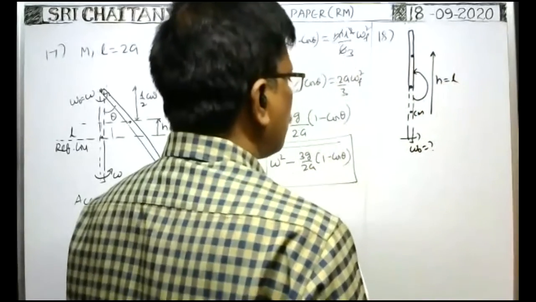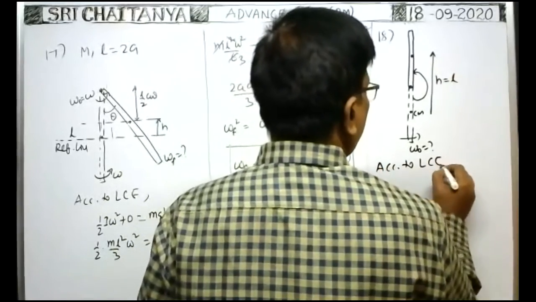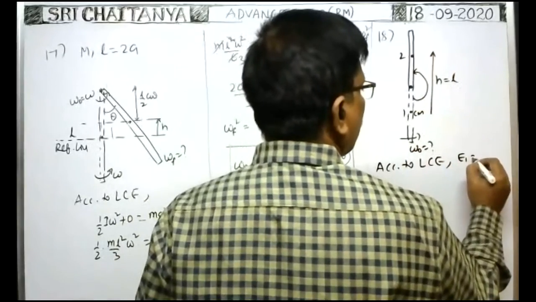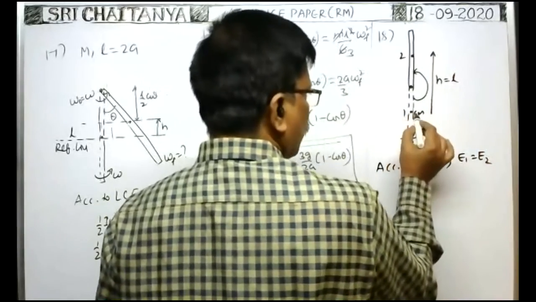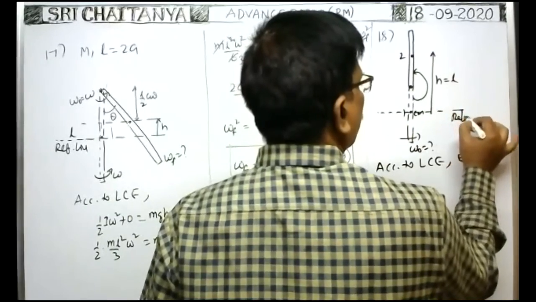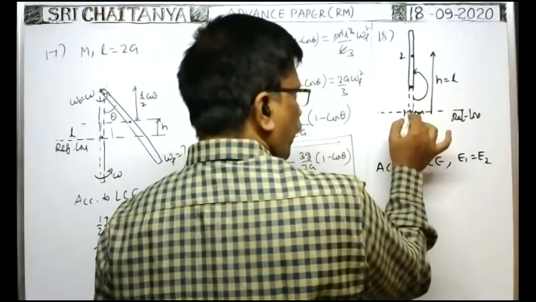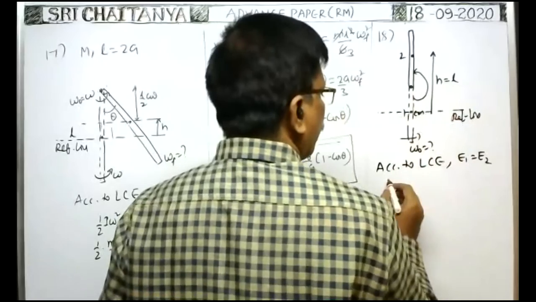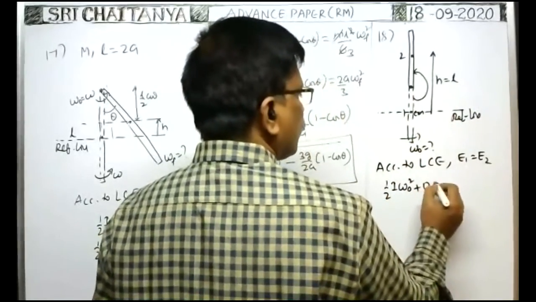So now we apply the conservation of energy principle. According to the law of conservation of energy, total energy at the first position and second position are both equal. E1 is equal to E2. Whenever the rod is at this position, if you take this lowest position of the center of mass as the reference line, the potential energy is 0. But as the rod starts rotation with angular velocity omega naught, it is having rotational kinetic energy half I omega naught square plus potential energy 0.